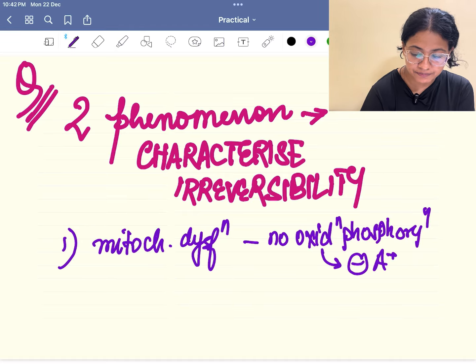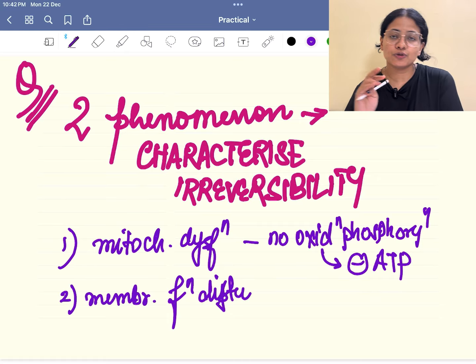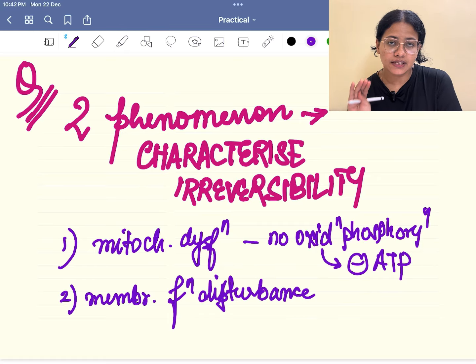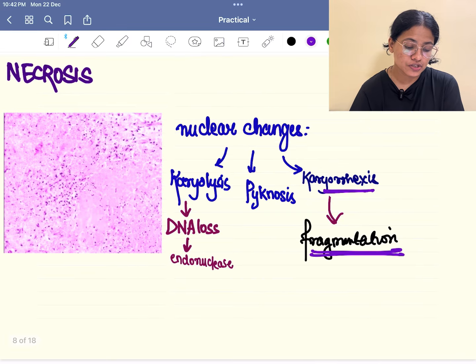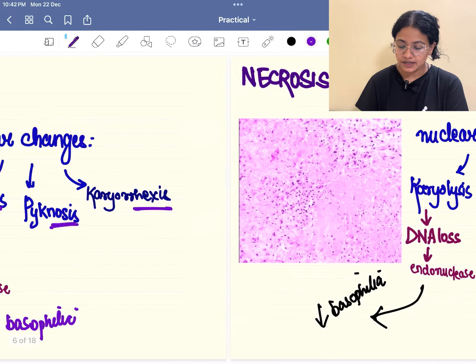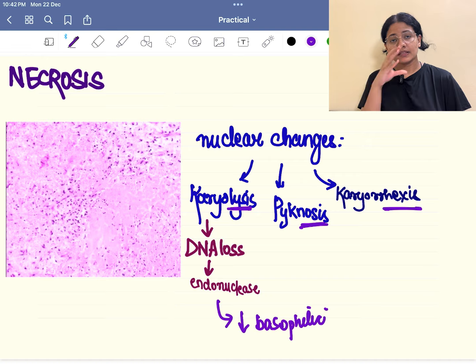Second one is your membrane. So there is membrane function disturbance. Okay, so these two are the two phenomena that characterize irreversibility. So I told you, right, in necrosis there will be nuclear changes and necrosis is also associated with denaturation of cell proteins. And what will happen here? Cellular elements will leak into the surrounding area and cause inflammation.